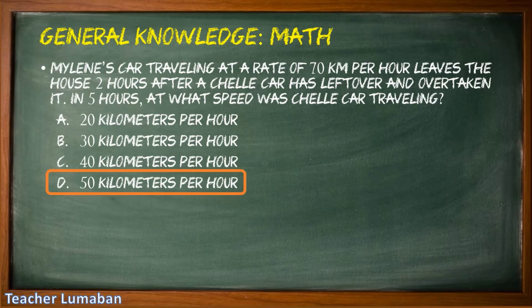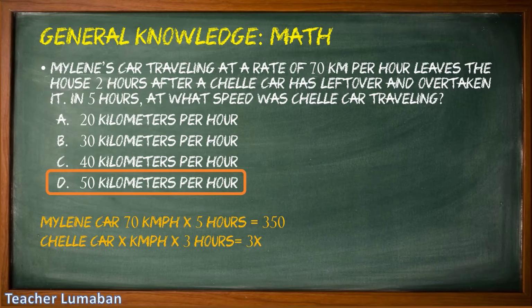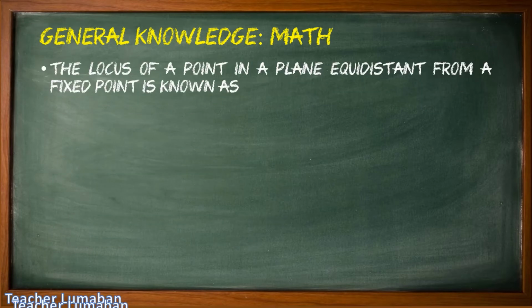Mylene car equals 70 km per hour multiplied by 5 hours, which is 350. Shell car equals x kilometers per hour multiplied by 3 hours, because 5 hours minus 2 hours is 3. The result is 3x, so 3x equals 350. Both numbers will be divided by 3, and 350 divided by 3 goes to 50. The answer is 50.